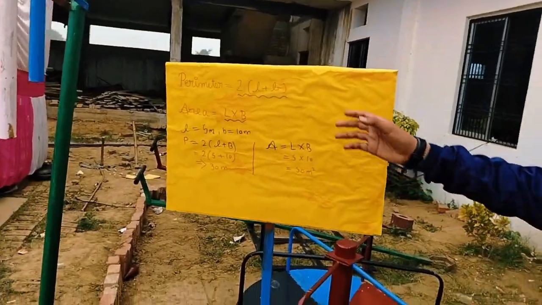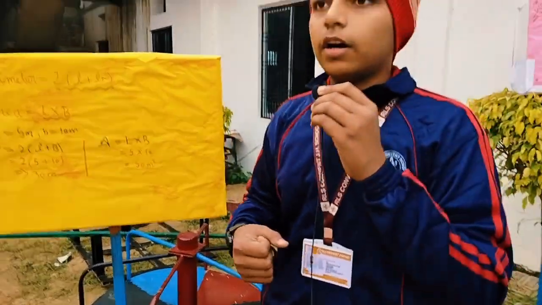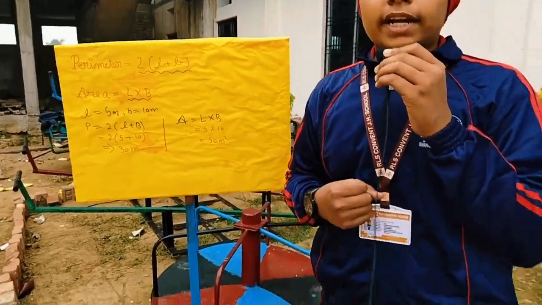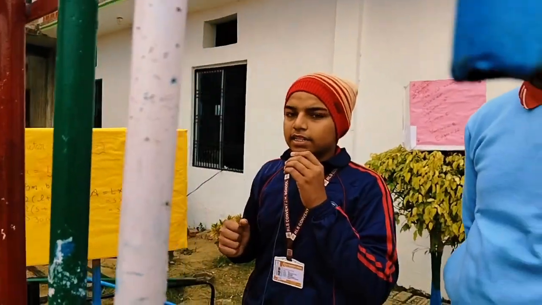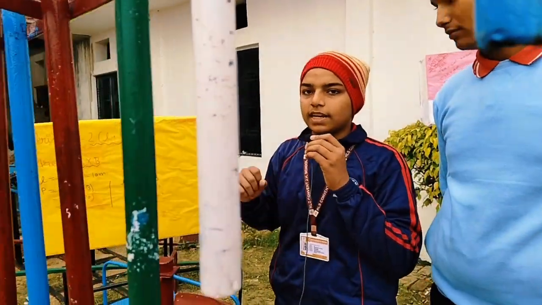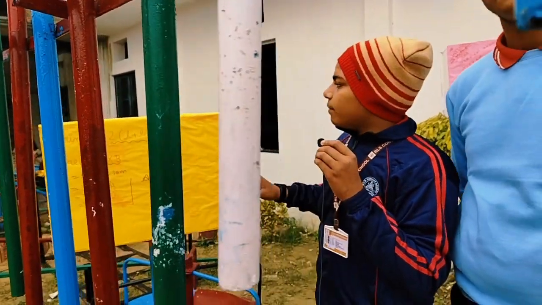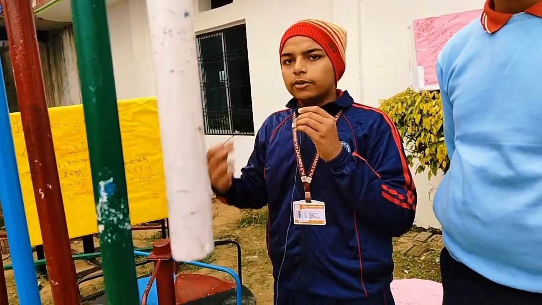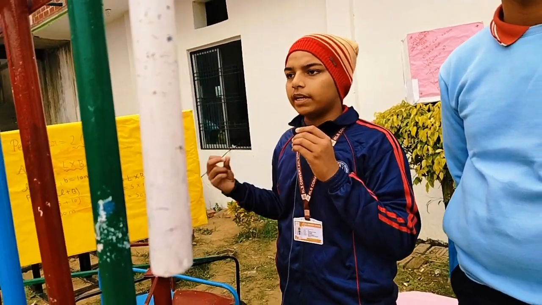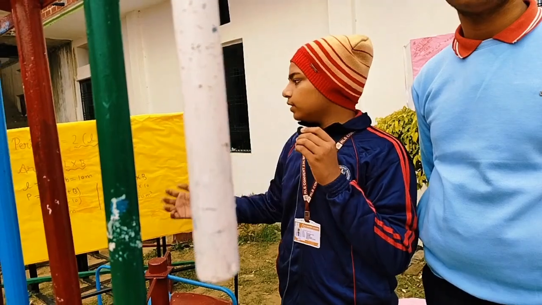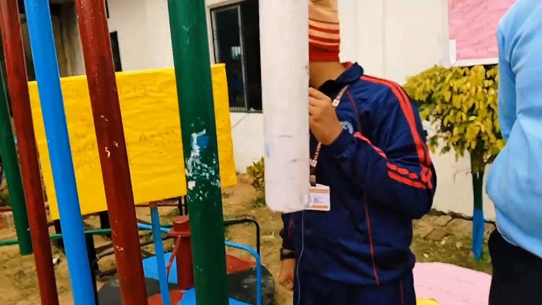Next is a rectangle. A rectangle is a quadrilateral or a parallelogram with each angle 90 degrees. Its opposite sides are equal, or you can say the parallel sides are equal. The perimeter or the boundary we can find by the formula 2 into L plus B, or you can also write it as 2 into L plus 2 into B, where L is the length and B is the breadth. The formula of area is L into B, where L is the length and B is the breadth.